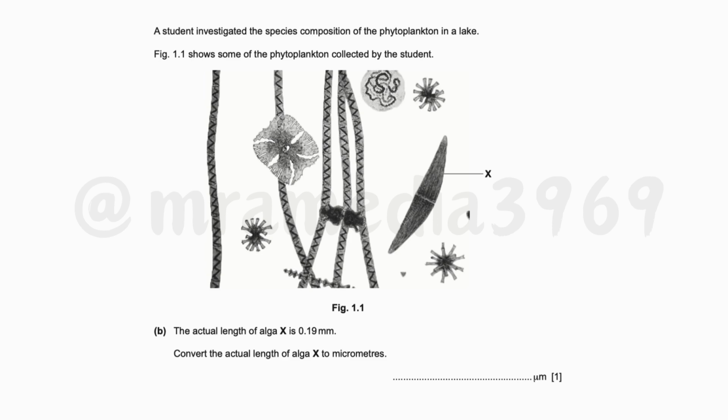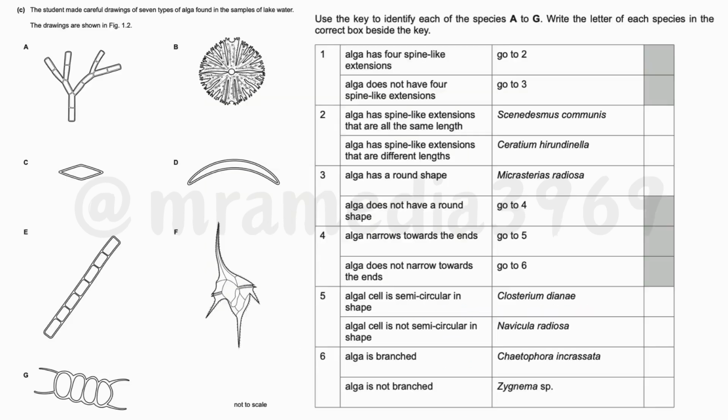A student investigated the species composition of the phytoplankton in a lake. Figure 1.1 shows some of the phytoplankton collected by the student. The actual length of alga X is 0.19 millimeters. Convert the actual length of alga X to micrometers. To convert millimeters to micrometers, you can use the conversion factor: 1 millimeter equals 1,000 micrometers. Given that the actual length of alga X is 0.19 millimeters, 0.19 multiplied by 1,000 equals 190 micrometers. Therefore, the actual length of alga X is 190 micrometers.